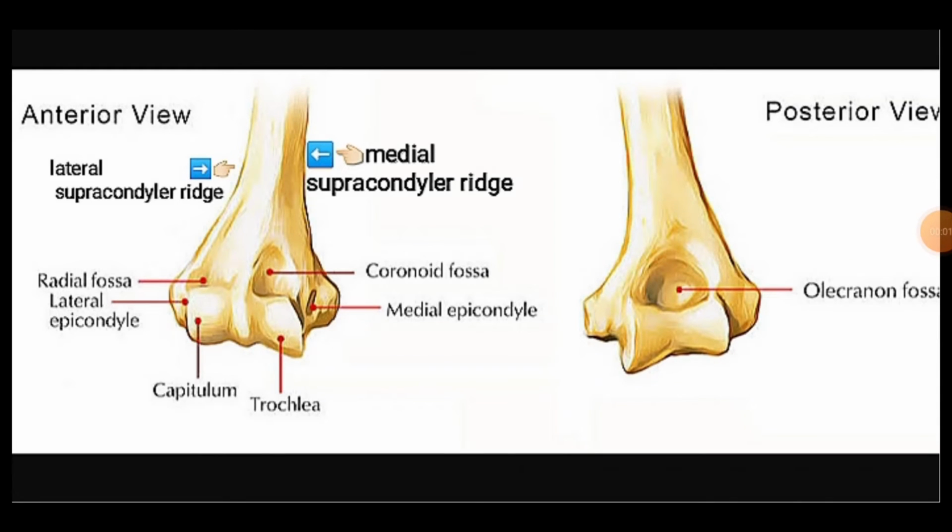About the non-articular part of the lower end of the humerus: the medial epicondyle here and the lateral epicondyle, the lateral supracondylar ridge and the medial supracondylar ridge. The medial epicondyle is a prominent bony projection on the medial side of the lower end. It is subcutaneous and is easily felt on the medial side of the elbow.